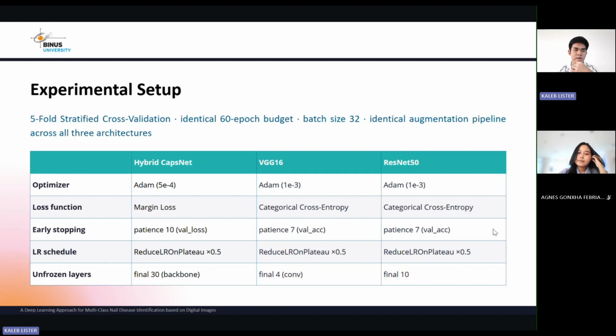Next, we will explain the experimental setup. We use 5-fold stratified cross-validation for training the models. And for every fold, we trained for a maximum of 60 epochs with a batch size of 32. We also use the same augmentation pipeline for the three models.